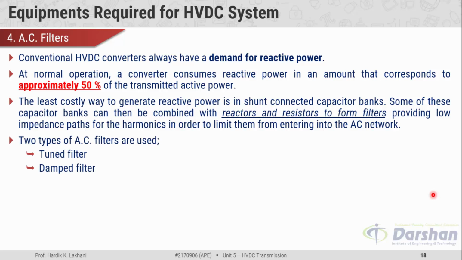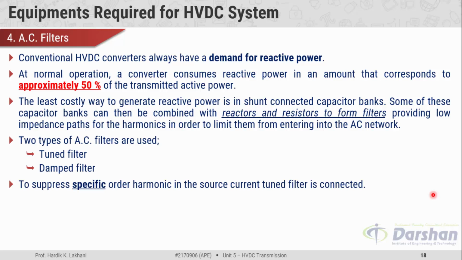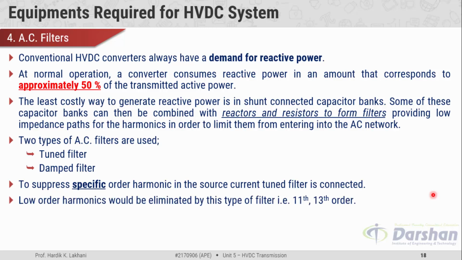The first is the tuned filter and the second is the damped filter. To suppress a specific order harmonic in the source current, a tuned filter is connected. For example, if I want to eliminate only the 11th order harmonic, then that specific order of harmonic can be suppressed using this type of filter. So the lower order harmonics, like the 11th and 13th order, would be eliminated by this type of filter.